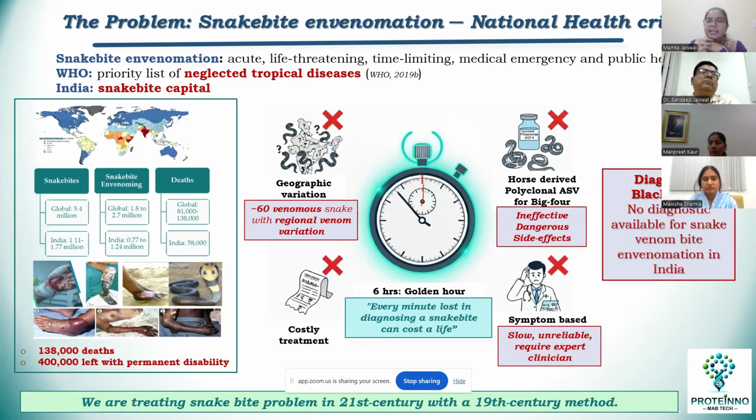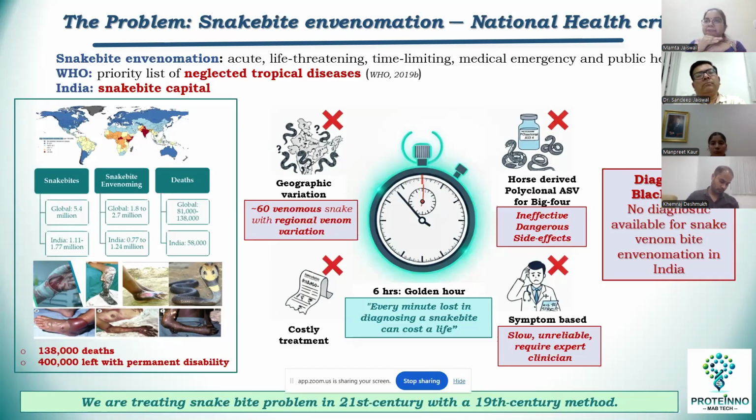The problem with the current antivenoms is that they are horse-derived polyclonal antivenoms, raised again only against the big four I mentioned before: cobra, krait, Russell's viper, and saw-scaled viper. This means they are not effective apart from these four snakes, especially in the northeast, with Naja kaouthia and pit viper, and in the south of India also. These antivenoms are not very effective, and especially in the case of pit viper, they don't work.